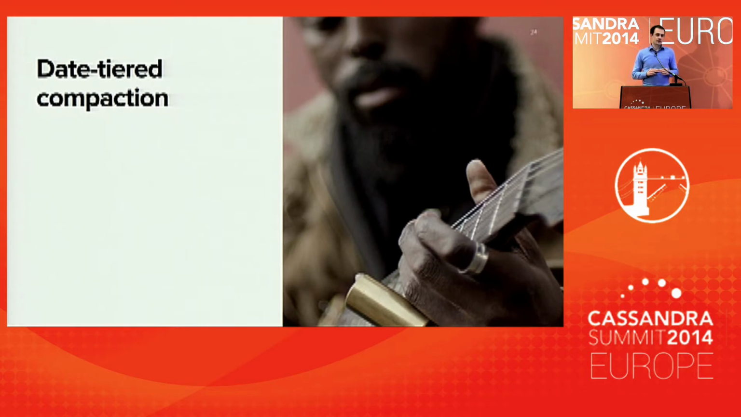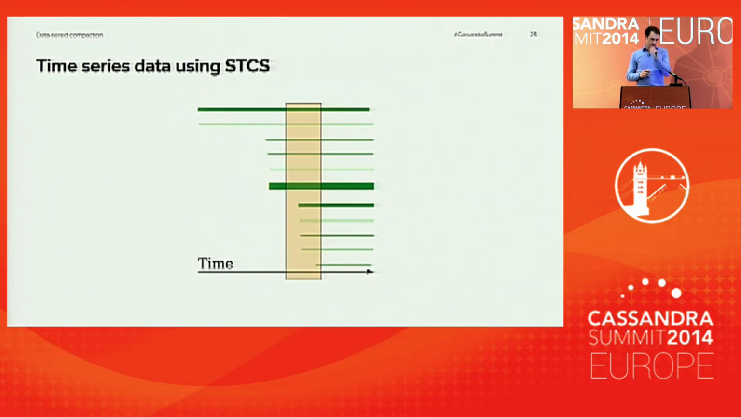Size-tiered compaction and level compaction have been around for a long time. There are some use cases, though, where neither of them is a perfect fit. Ironically enough, that's time series data, which is one very popular use case for Cassandra. If you're using time series data with size-tiered compaction, you can end up in a situation like this. Each green bar here represents an SSTable, so we have 11 SSTables. The left and right ends represent the minimum and maximum time span that the SSTable contains.